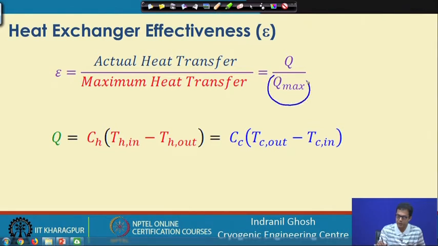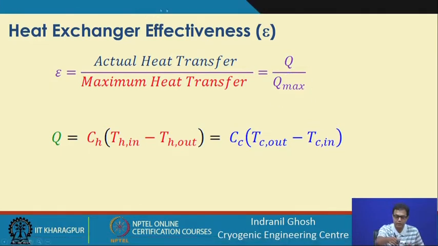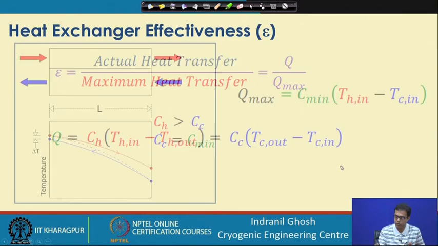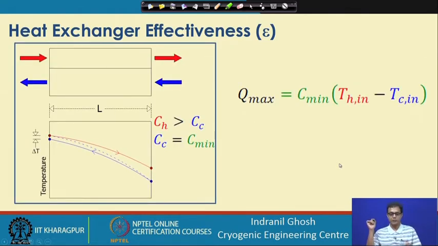So, how to estimate this maximum heat transfer? This maximum heat transfer we can estimate, and this is an ideal situation, like it will be of a heat exchanger of infinite length, and we have to also keep it in mind that already we have looked into the heat transfer that is actually taking place, and now we will look into the maximum heat that can be transferred.